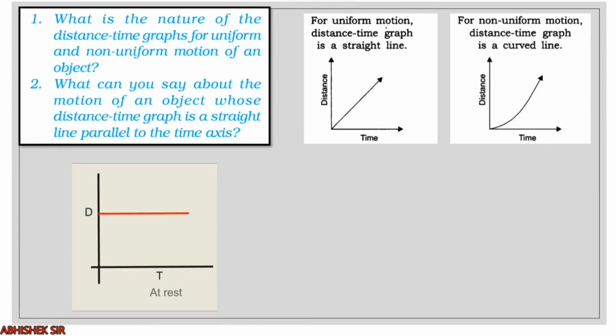Second question is, what can you say about the motion of an object whose distance versus time graph is a straight line parallel to the time axis? That means you see over here, distance versus time graph I have drawn. If it is parallel to the time axis, the object's distance is not changing with time. That means the object is at rest. Clear?